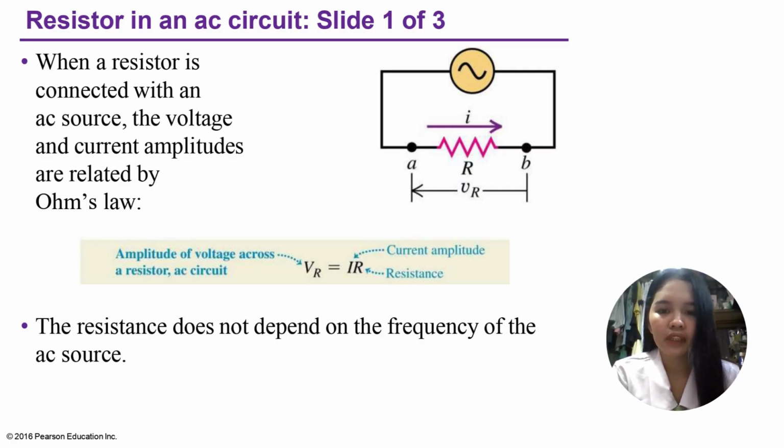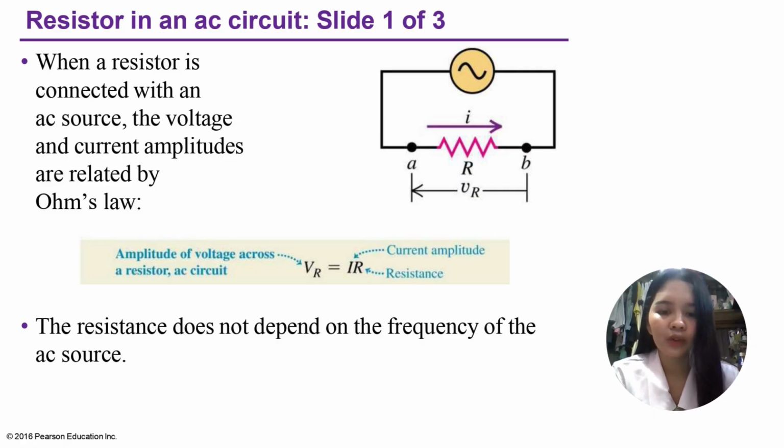So let's begin by examining the behavior of a resistor in an AC circuit. When a resistor is connected to an AC source, the relationship between the voltage and current amplitudes is governed by Ohm's law. Just as in a DC circuit, the voltage amplitude across the resistor, V sub R, is equal to the current amplitude through the resistor, I sub R, multiplied by the resistance R.